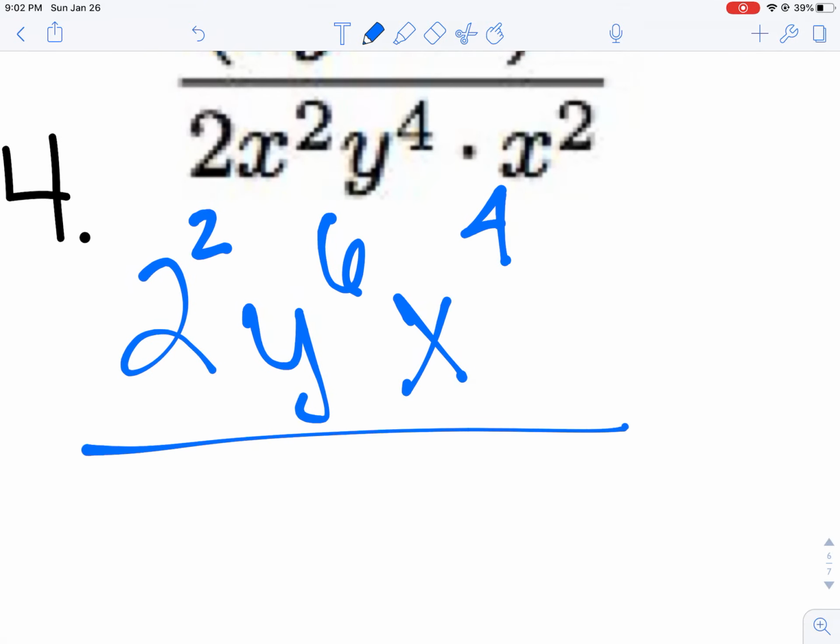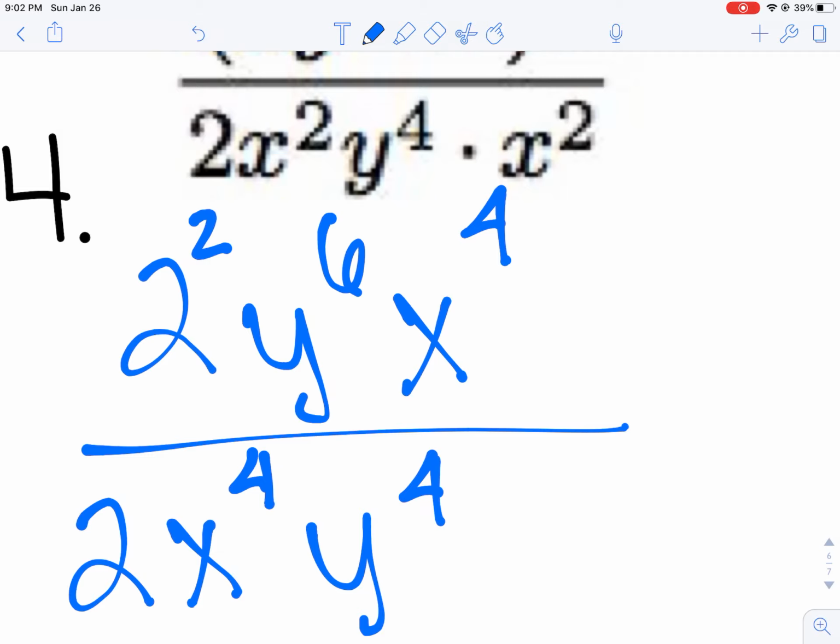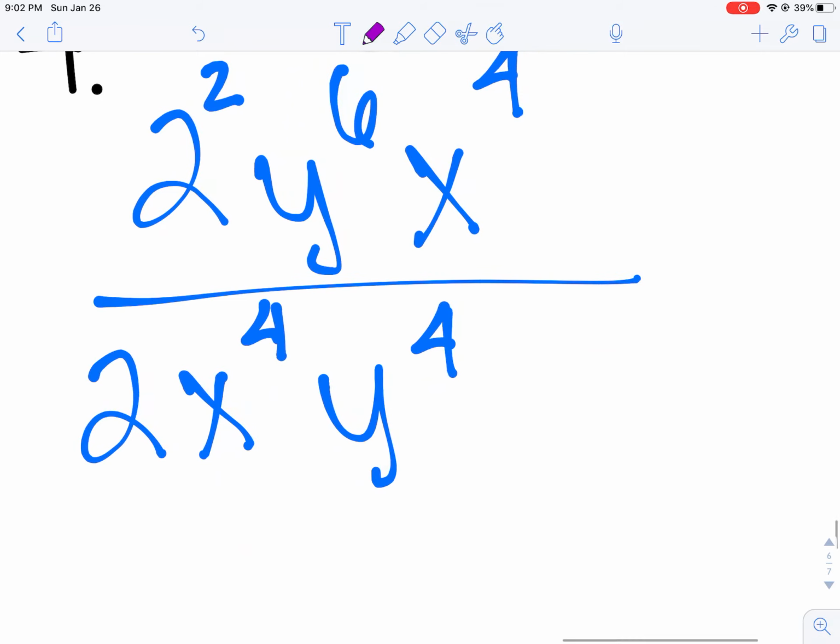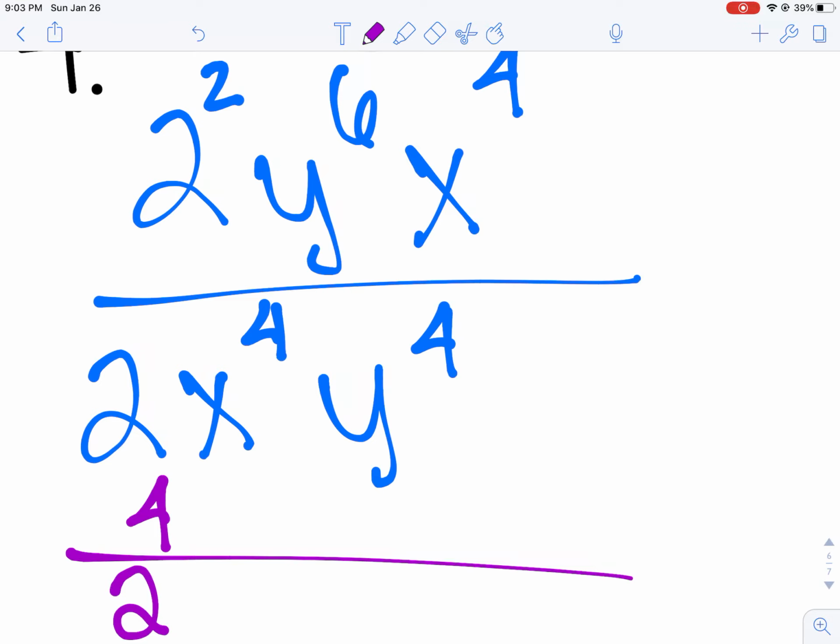Now in my denominator, I could also simplify that because I have product rule for that. The 2 has nothing to kind of combine with, but my x's do. I have 2 and 2, so total of x to the 4th. Y to the 4th is going to hang out because it has nothing else to combine with. 2 squared is 2 times 2, which is 4. So I have 4 over 2. My y's, I have 6 y's in the top and 4 in the bottom. So if I did my quotient rule and canceled out those pairs, I would have 2 y's left over.